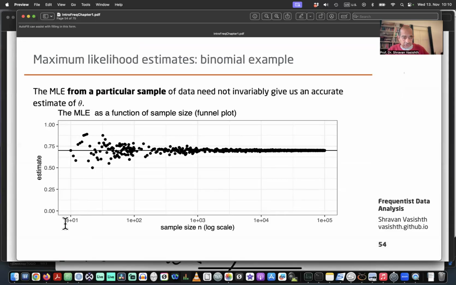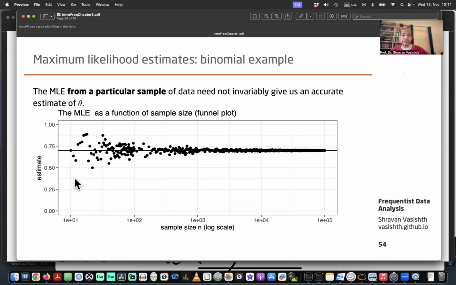And so what I'm trying to show you here in this plot is that as you increase sample size, the maximum likelihood estimate from a particular sample gets close to the true value of the parameter, right? But for smaller sample sizes, there will be variation in our samples, with the consequence that the estimate of the parameter of interest can be wildly off from the true value, right?